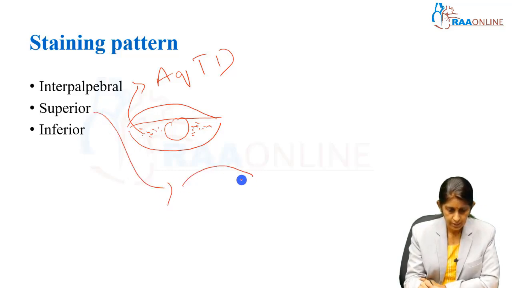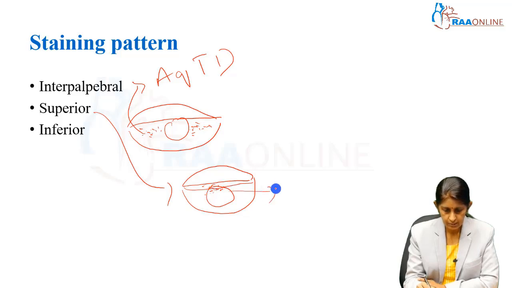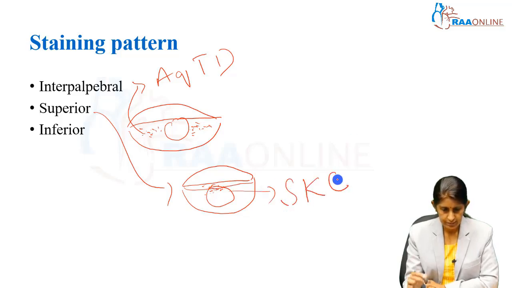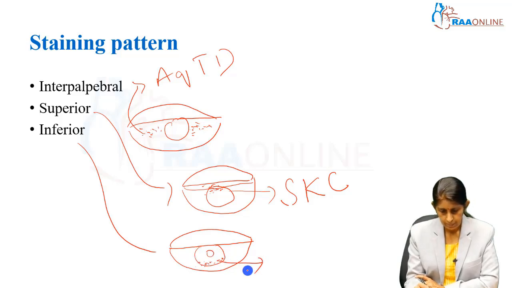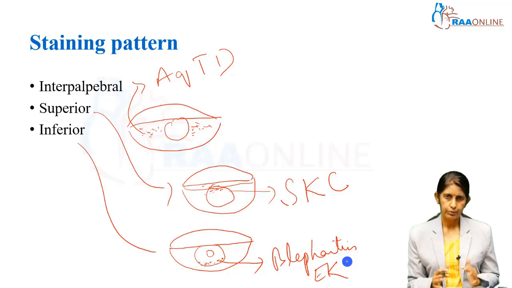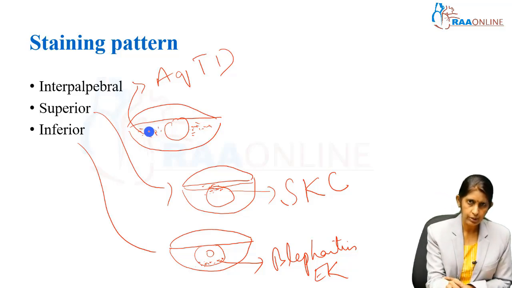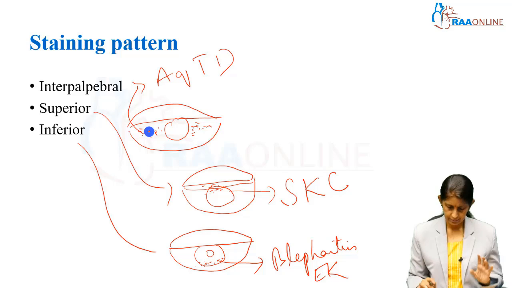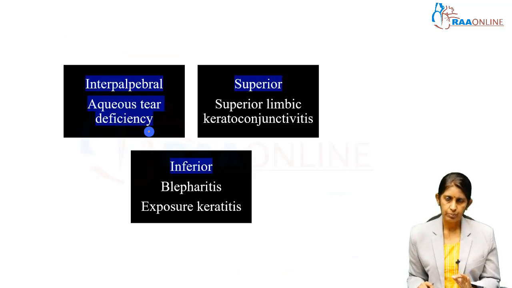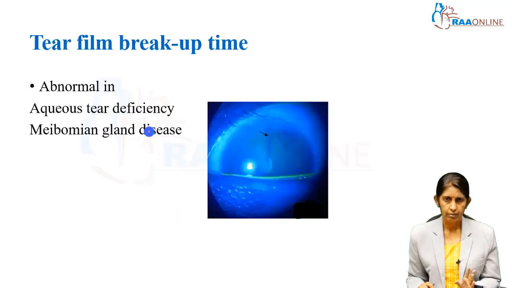As against, if you have a staining pattern which is predominantly present in the superior part of the conjunctiva, this is called superior limbic keratoconjunctivitis, and inferior is when you have a staining pattern present inferiorly. So this is a feature of blepharitis, or it can occur in exposure keratopathy. But of interest in today's class is the interpalpebral distribution, which is classical of aqueous tear deficiency. So whenever we stain, we need to look for this area. Interpalpebral is aqueous tear deficiency, the superior is superior limbic keratoconjunctivitis, and inferior is blepharitis or exposure keratitis.